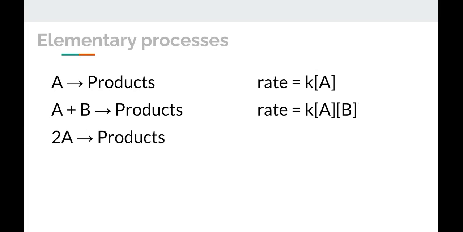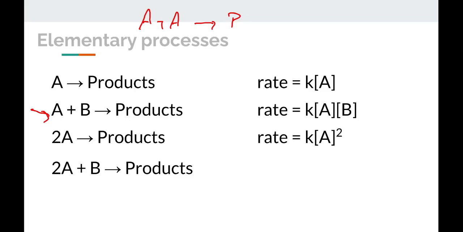Let's look at this one. Here it's 2A decomposing into products. So here an A has to collide with an A. If we think about this, we could also write this as A plus A makes products. So having more A gives more A to react, but having more A also gives more A to react with. So just like the second reaction depended on A and B, this one is going to depend on A and A in a sense. So this is going to be second order in A.